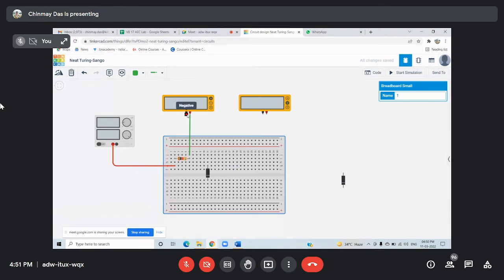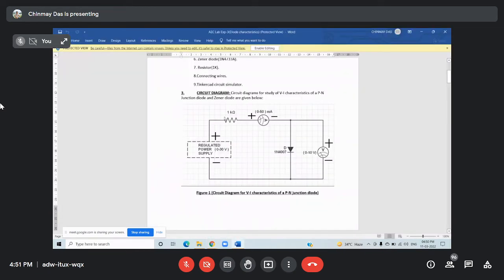Sir, can you explain this again, sir? You have understood up to this connection and this. Yes, sir. The resistor's next end has to be connected with the positive of the ammeter. The negative of the ammeter is connected here to the anode of the diode. Anode and cathode is connected here to the negative of the power supply.